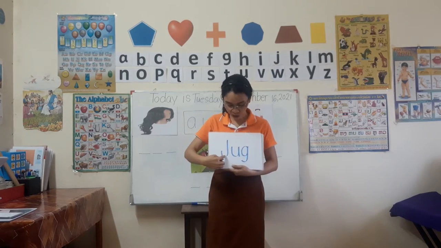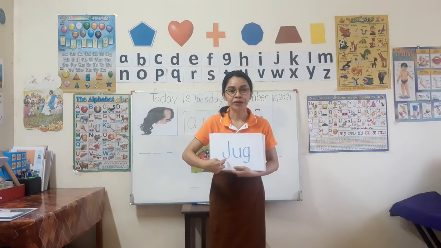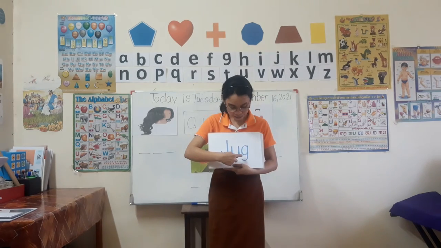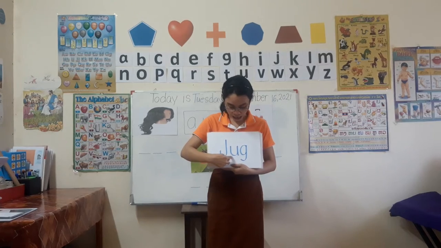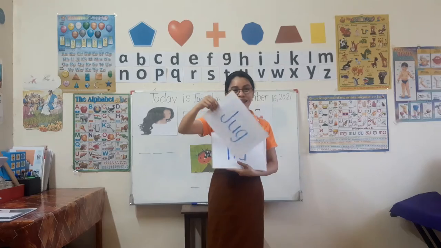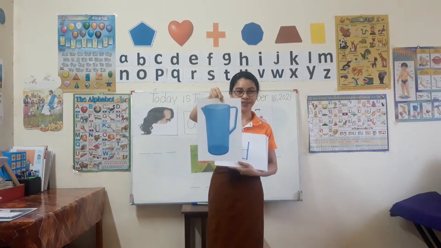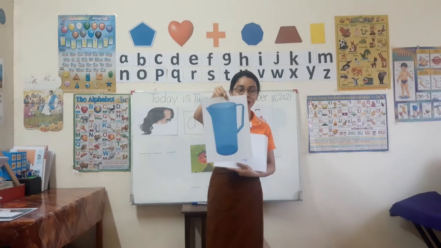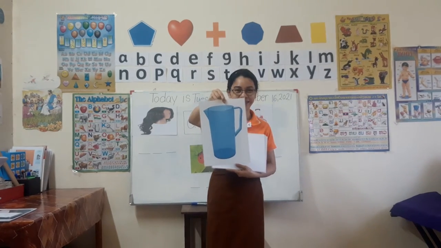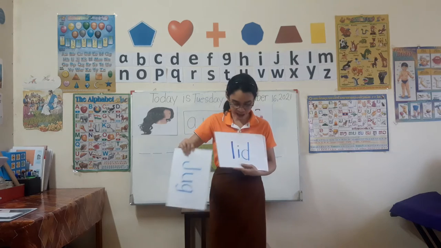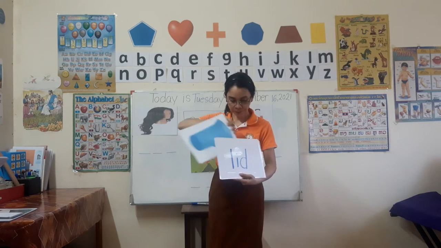Again, what is this word? J, u, g, jug. Okay, this is a jug, where you can put water inside. This one is called jug. Can you read it again? Jug. Very good.